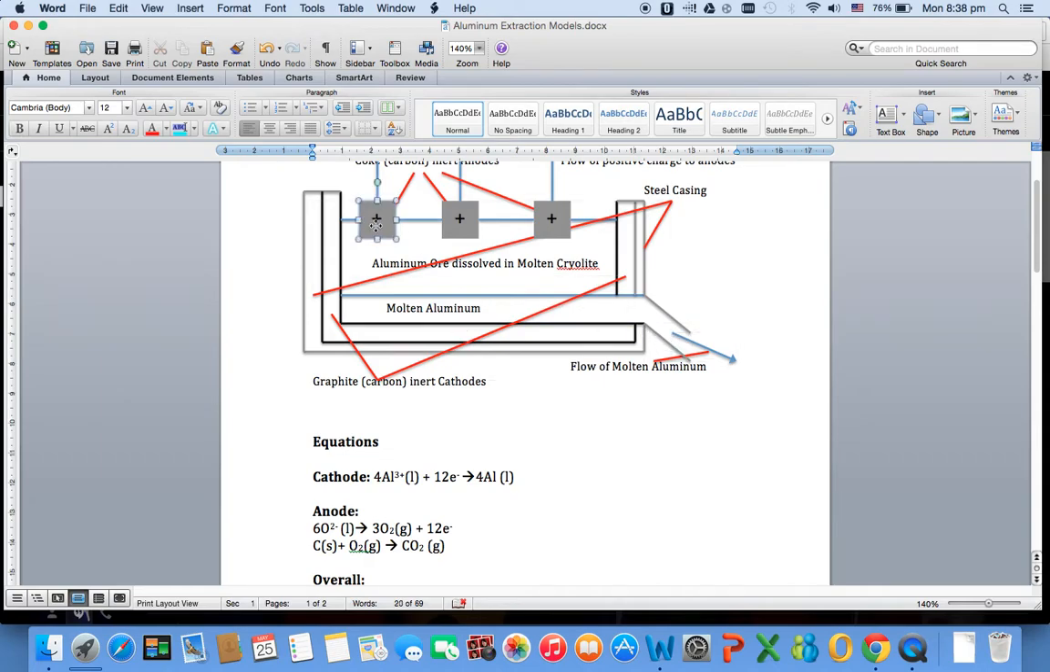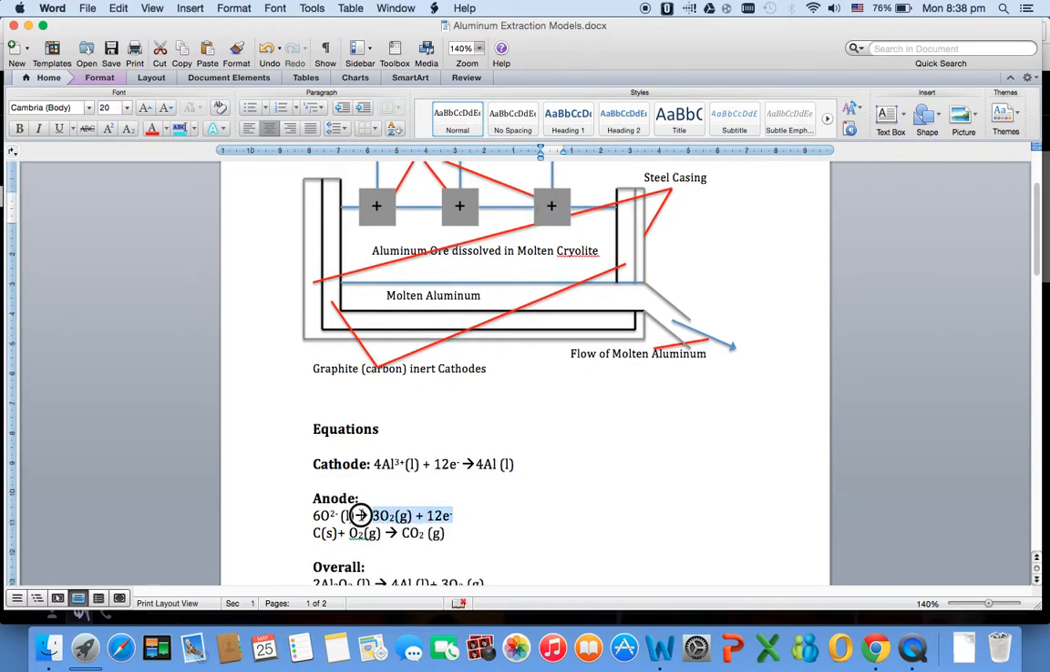At the anodes here, here, and here, the oxygen ions from the aluminum oxide are oxidized to form oxygen gas. The equation is here. 6O2- in a liquid state goes to give 3 oxygen molecules in a gaseous state, and it loses 12 electrons.